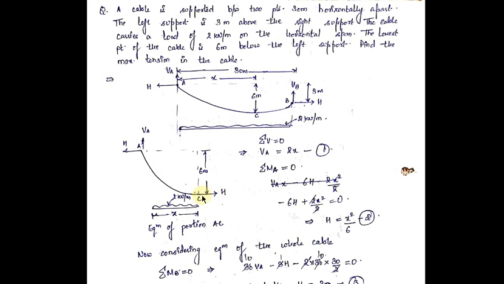See, if you see capital H, it is acting in the rightward direction. So this capital H will produce an anti-clockwise movement about point A. So now we are taking clockwise as positive and anti-clockwise as negative. Whenever we put summation of moment equal to 0, we can take clockwise as positive or clockwise as negative also. It doesn't matter. So in this equation, we are using clockwise as positive and anti-clockwise as negative.